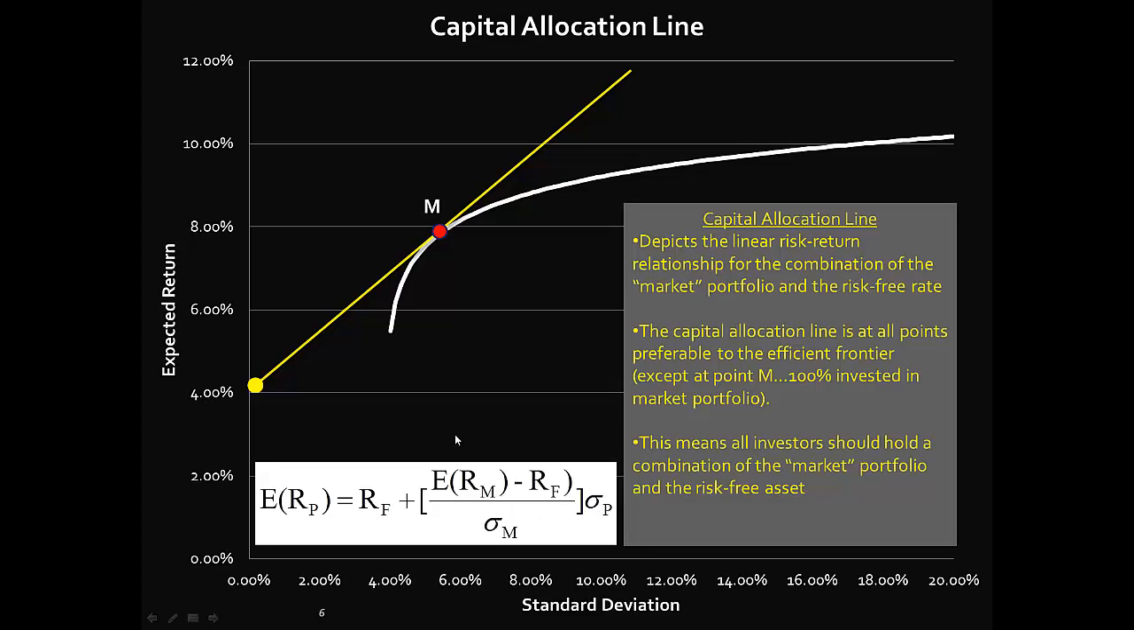How do we get the slope? Well, it's rise over run, which would be the expected return on this optimal risky portfolio minus the risk-free rate, there's the rise, and the run would simply be the standard deviation of this optimal risky portfolio, since the riskless asset has a 0 standard deviation.